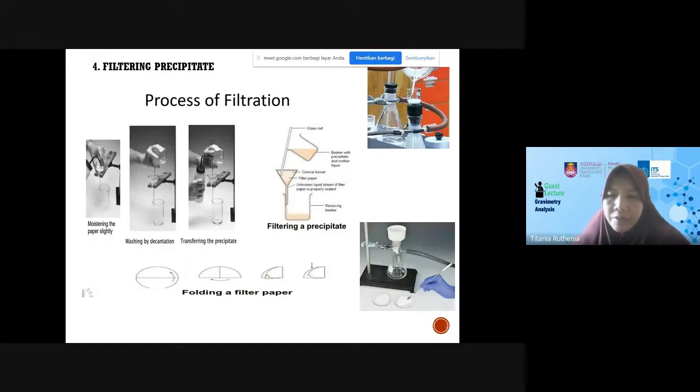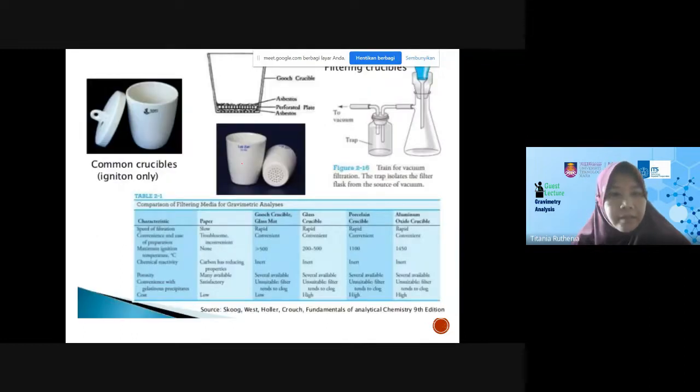So we can connect with the vacuum pump. So these are some filtering media for gravimetric analysis. Paper, Gooch crucible, glass crucible, porcelain crucible, aluminum crucible, and you can compare here speed of filtration and convenience and many more. You can read by yourself. And this is connected with the vacuum filtration.